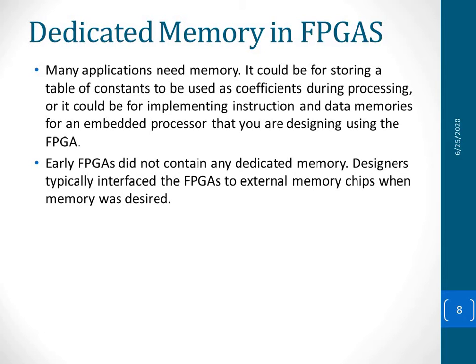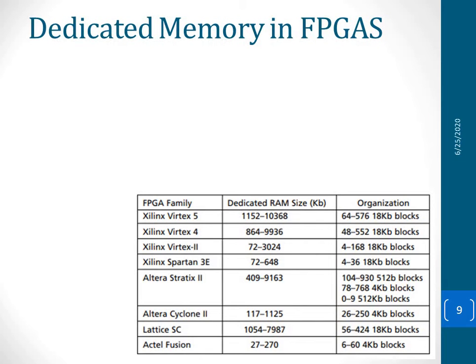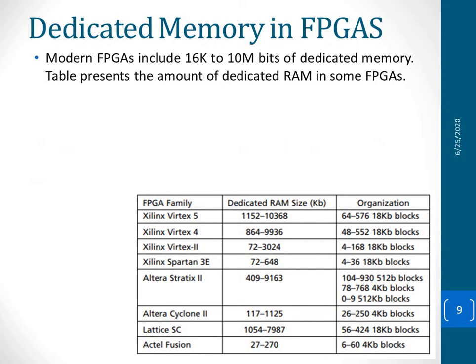Early FPGAs did not contain any dedicated memory. Designers typically interfaced the FPGA to external memory chips when memory was needed. As chip densities have increased, FPGA designers started to incorporate dedicated memory on FPGA chips, eliminating the need to interface them with external memory chips. So these are some of the dedicated memory in FPGAs. Modern FPGAs include 16K to 10 megabits of dedicated memory.